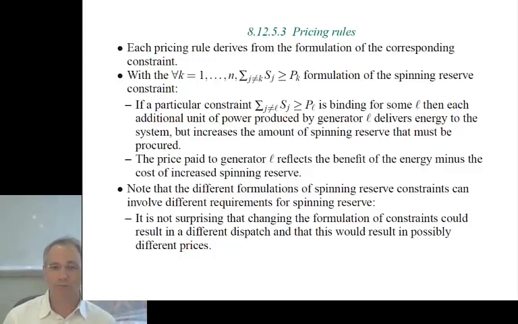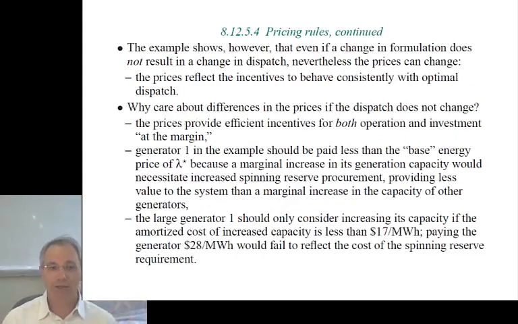So when we change the formulation of spinning reserve, that could in principle involve different requirements for spinning reserve. And it wouldn't be surprising that if we change the requirements, we change the formulation, that results in a different dispatch, different requirements would result in different prices. That's not surprising. The very interesting conclusion from this example, however, is that even if a change in the formulation doesn't change the dispatch, nevertheless the prices can change. The prices will reflect the incentives to behave consistently with optimal dispatch as defined by the constraints.